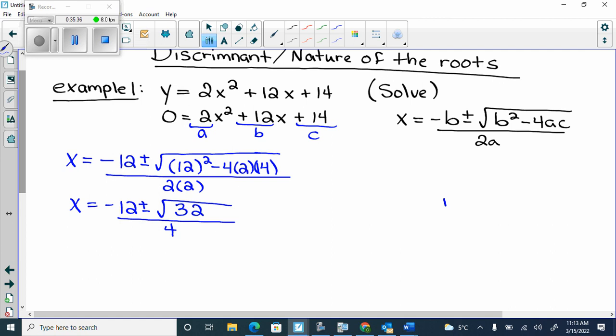I say, okay, root 32. I was taught in grade 10 the only way I could take something out of a square root is if it was a perfect square. So if it was a 4, or a 9, or a 16, or a 25, or a 36, or a 49, then I could take it out, correct?